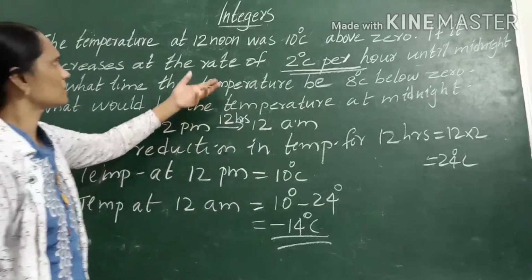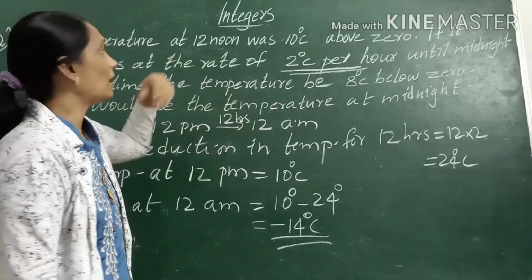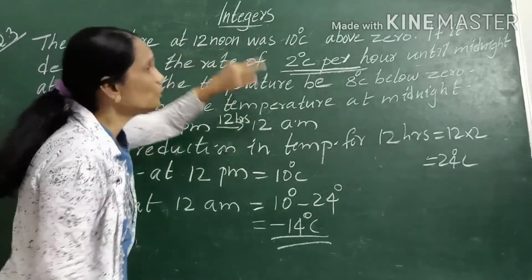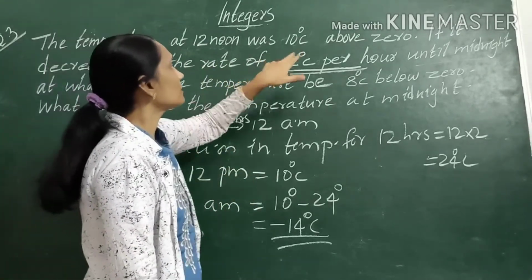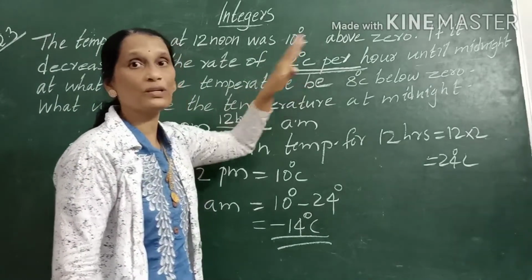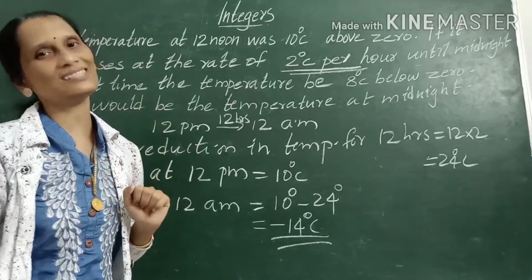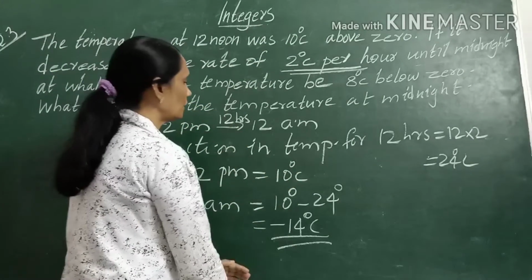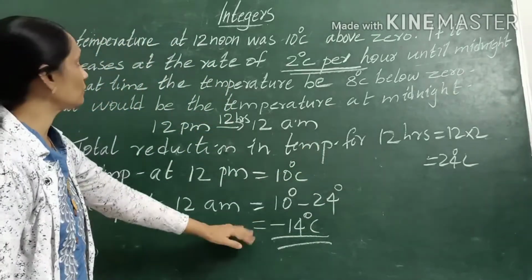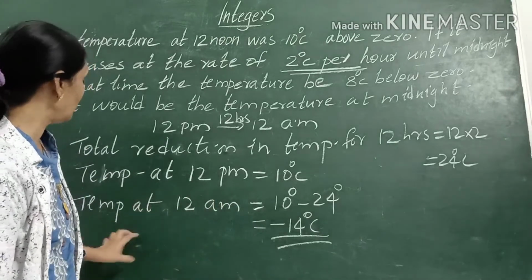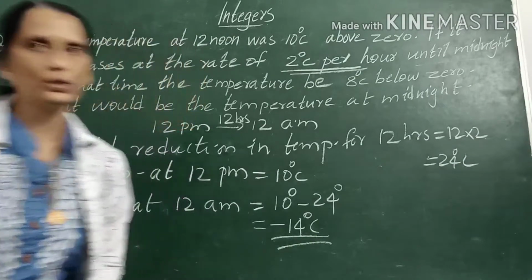Suppose the question is asked at 2 PM. At 2 PM, what was the temperature? If it is asked 12 to 2 PM, how much change is there? 2 hours. 2 hours, how much reduction? 2 into 2, 4 degrees Celsius is reduced. That means 10 minus 4, so 6 degrees Celsius. So, how much is reduced? That only you subtract, and you will get the temperature. What will be the temperature at 12 AM? It will be minus 14 degrees Celsius. Okay. Now, let us go into the next question.